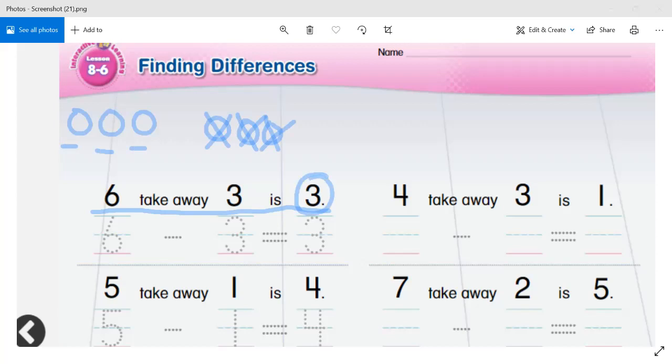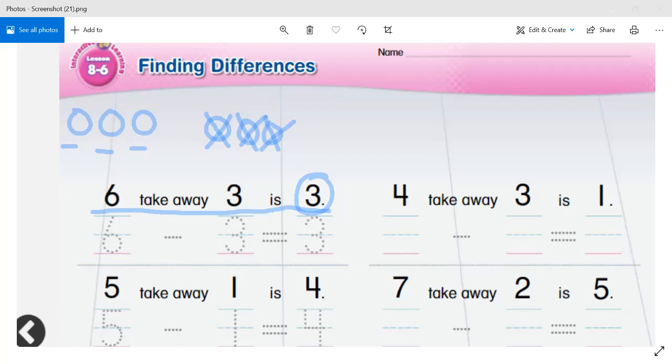So that's one way to write a number sentence that shows subtracting part of a group from a whole. Another way to write the sentence is to use a minus sign and an equal sign. So the equal sign goes between the numbers being subtracted and the difference. Remember, the difference tells how many are left.